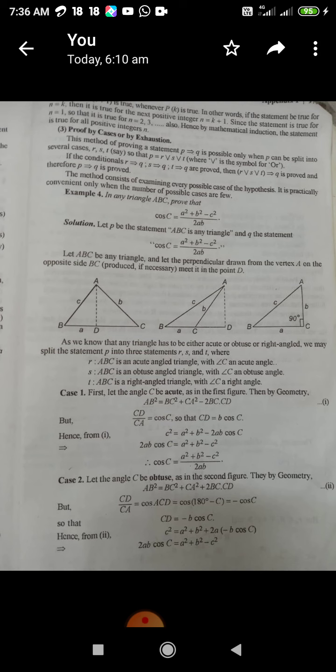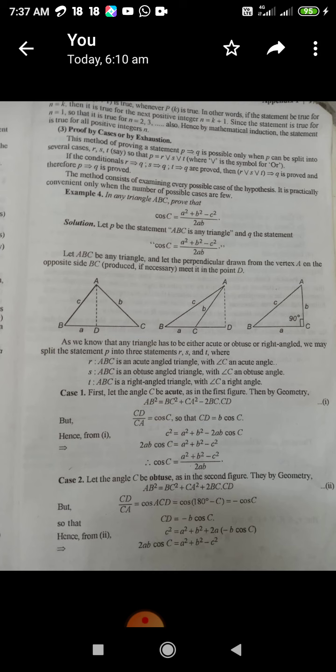So case first, let the angle C be acute as in the first figure, then by geometry AB square is equal to BC square plus CA square minus 2BC dot CD. So CD upon CA is equal to cos C, so that CD is equal to b cos C. Hence from 1, c square is equal to a square plus b square minus 2ab cos C, or 2ab cos C is equal to a square plus b square minus c square, then cos C is equal to a square plus b square minus c square upon 2ab.